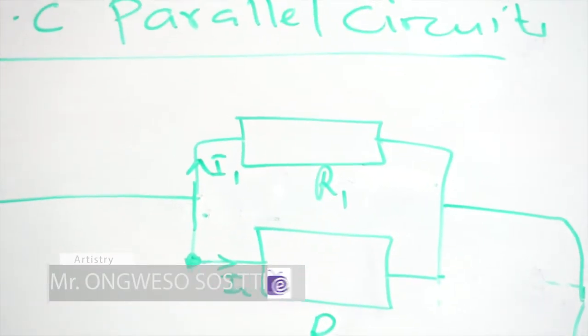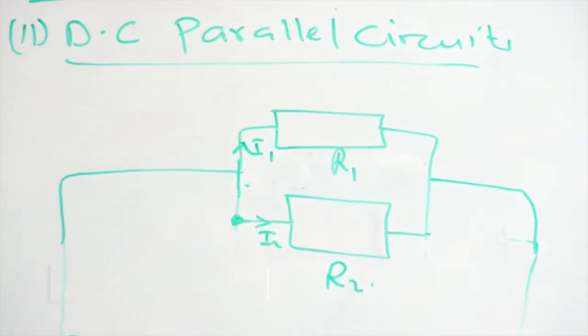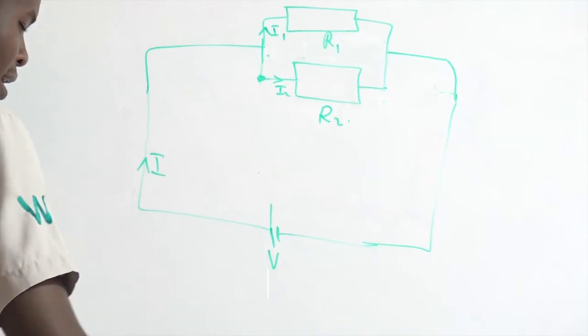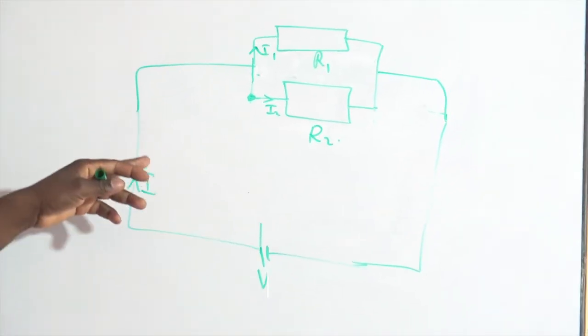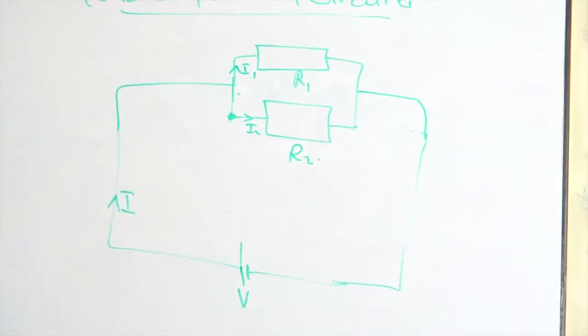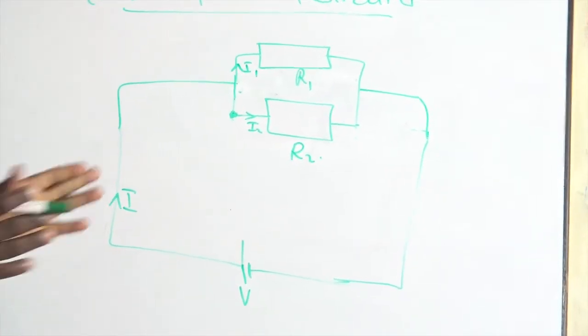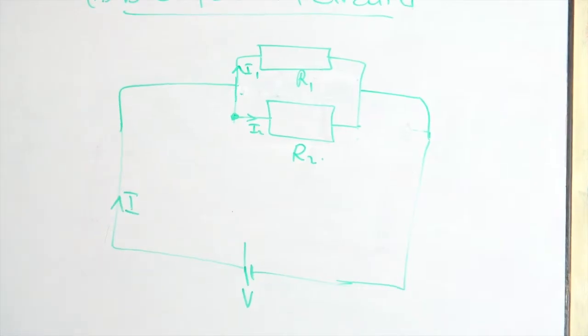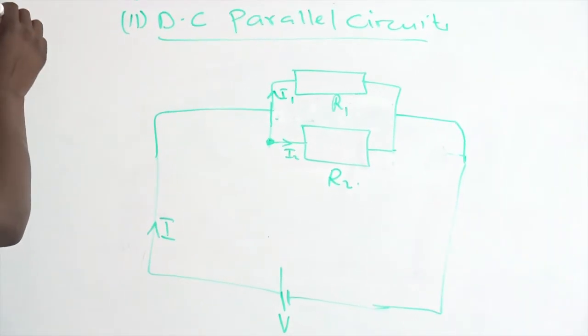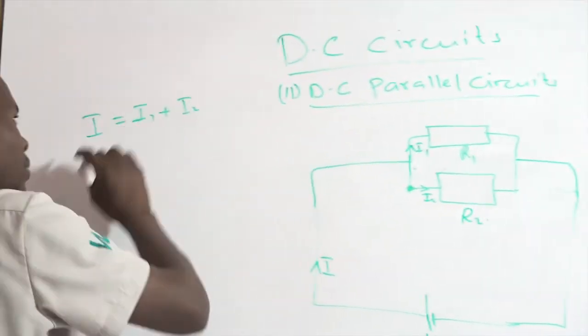And we have said that V is common everywhere in the circuit, and I, as it enters the junction, is equal to the total currents leaving the junction. That shows that I equals I1 plus I2.